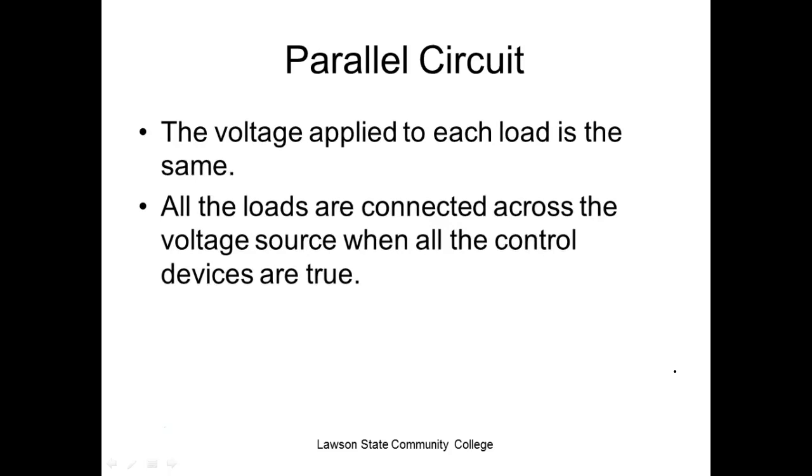Parallel, the voltage to each load is the same. All loads are connected across the voltage source when all the control devices are true. So normally we have control devices. And that would be awful if you couldn't turn your lights off and on, right? As soon as you turn the power on, everything in your house came on. So normally a circuit has some type of control device out there that we can use to turn loads on.